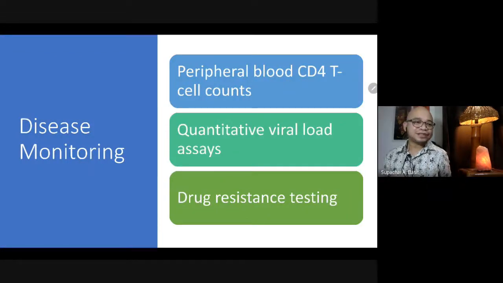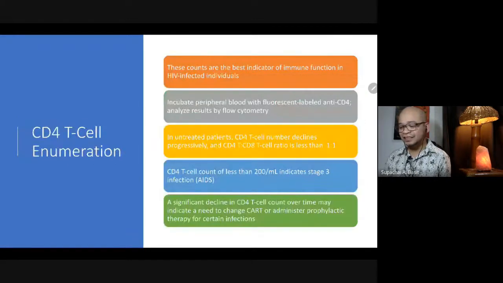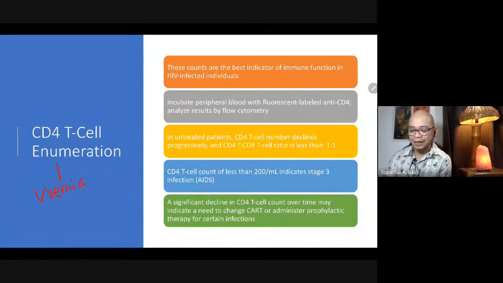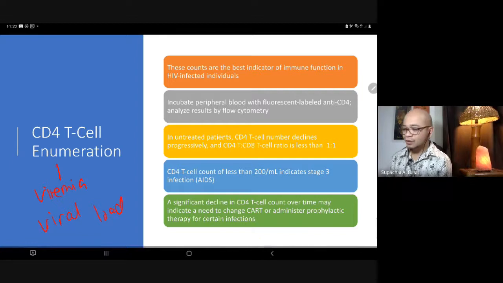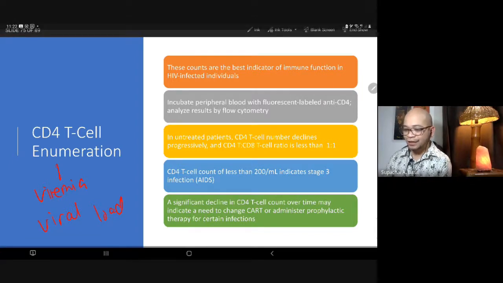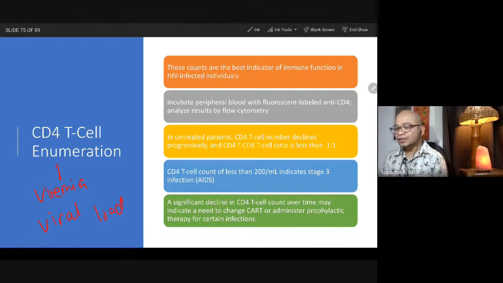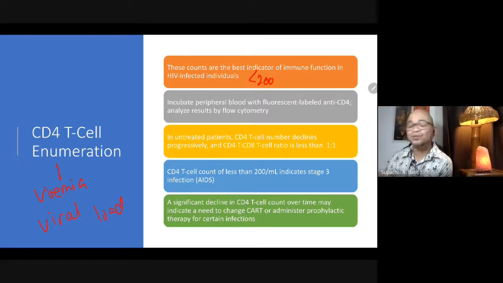Okay, so this is monitoring. We can do the peripheral blood CD4 count, quantitative viral load, and drug resistance testing. So how do we do the T-cell enumeration? Why is it important? Well, these counts are the best indicator of immune function in HIV infected individuals. Doctors wouldn't want to see less than 200 cells.